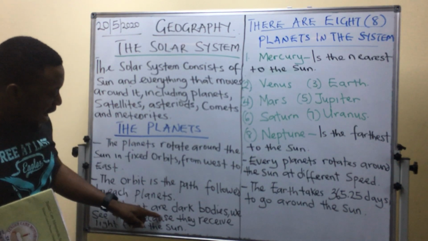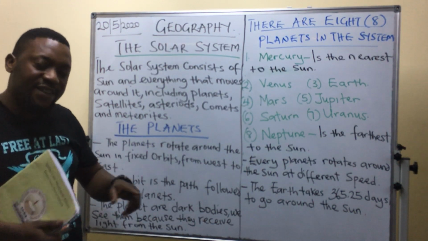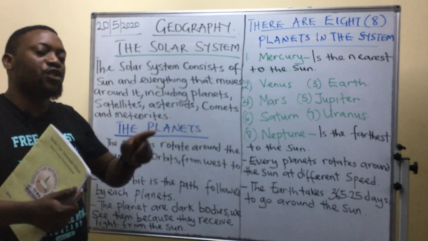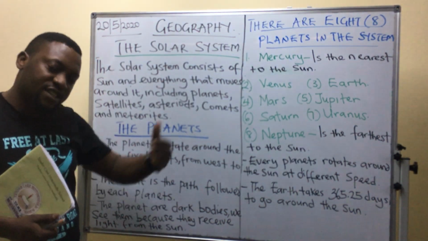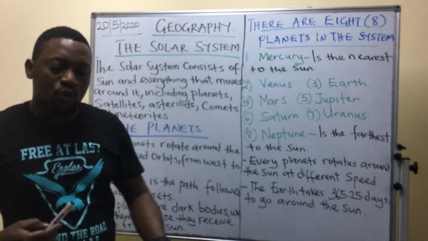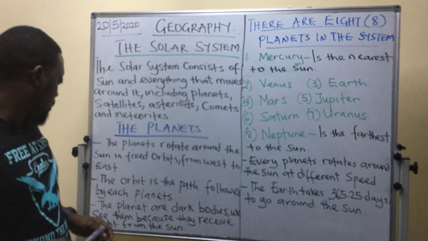Then, the planets are dark bodies. Yes, the planets are dark bodies. They are very dark. But because they rotate around the sun, they receive light from the sun. That is why we can see them.